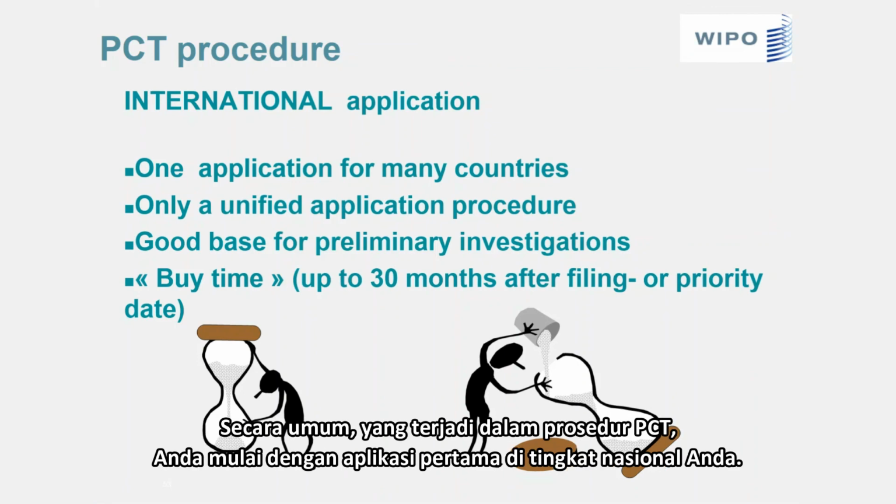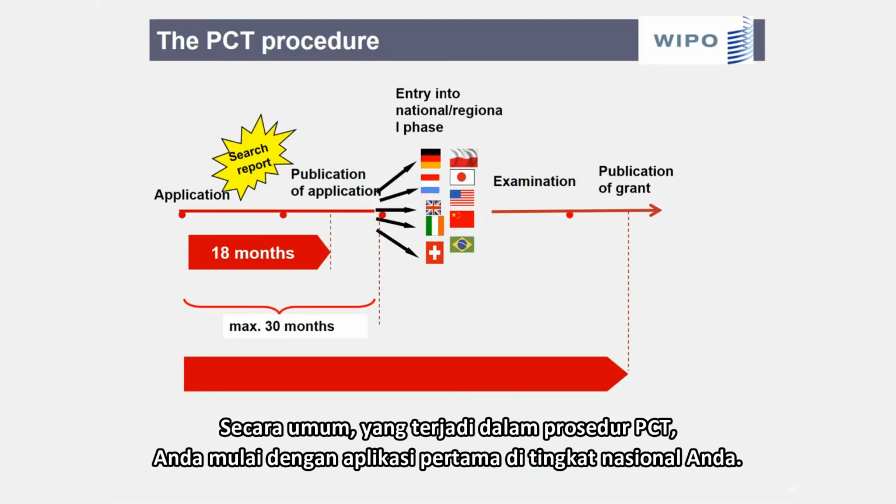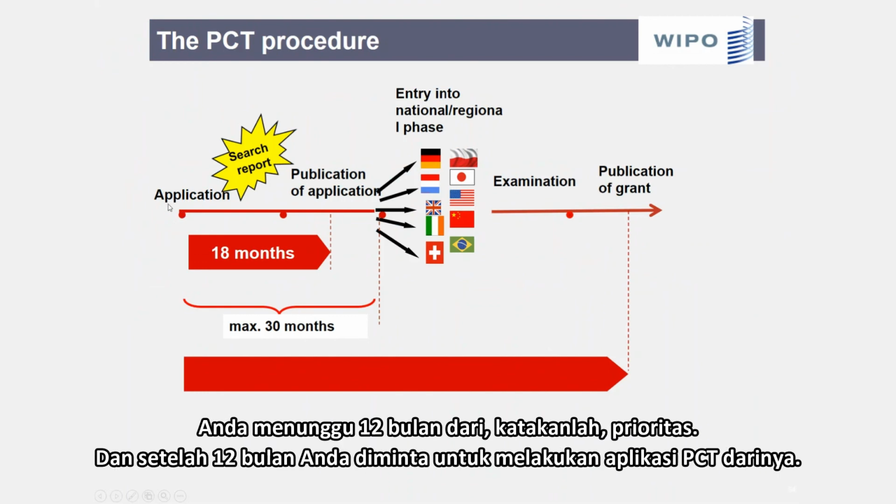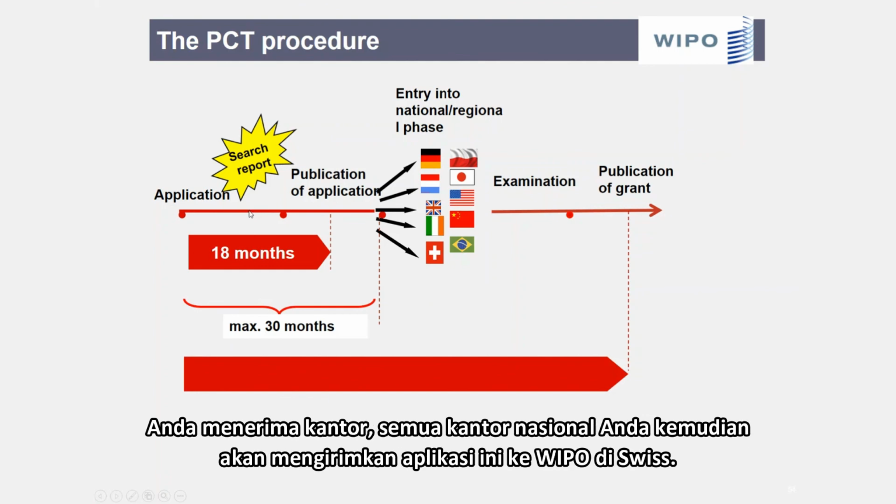So in general, what happens in the PCT procedure is you start with a very first application at your national level. You wait the 12 months of the priority, and after 12 months you ask to do a PCT application out of it. So your receiving office, your own national office, will then send this application to WIPO in Switzerland.